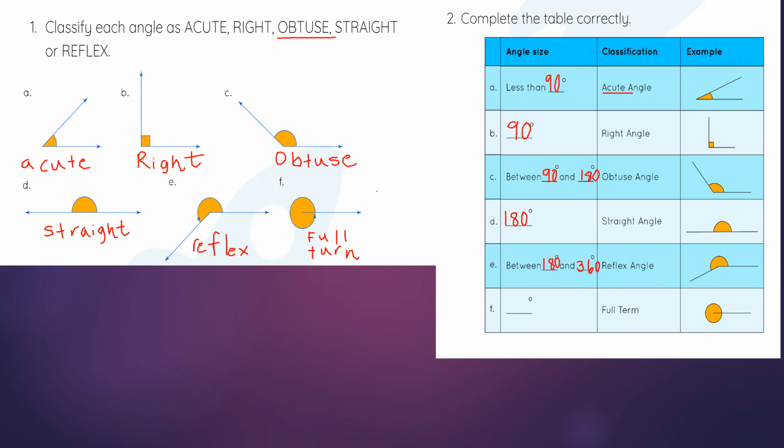Who wants to do F? I can. Good. What is the full turn? How do you do it? 360 degrees. Do you agree with that, Rashad? Is it 360? Yes, sir. That's correct. It is 360. So a full turn is 360 degrees.